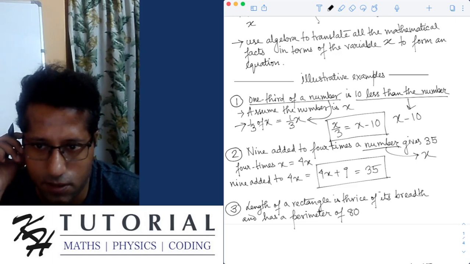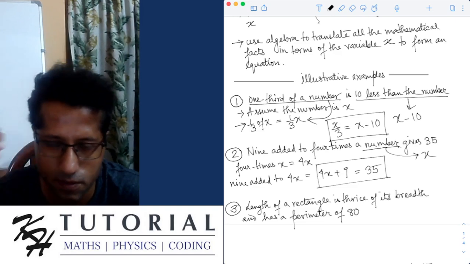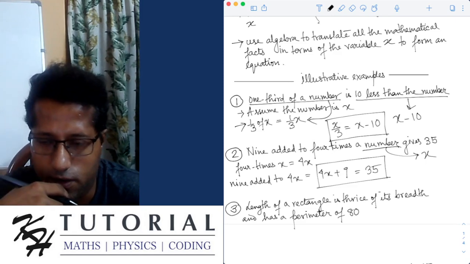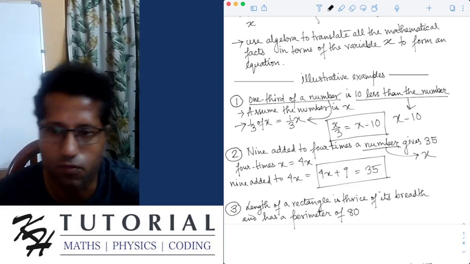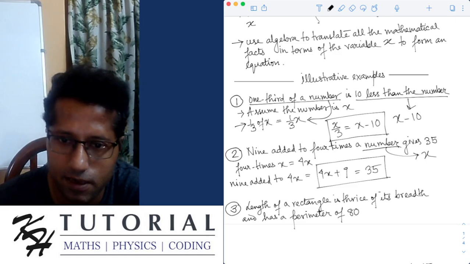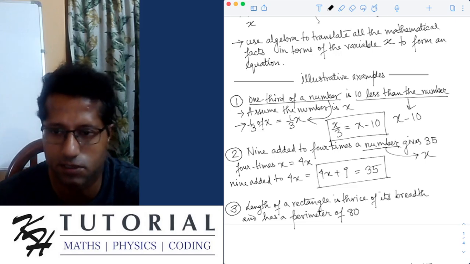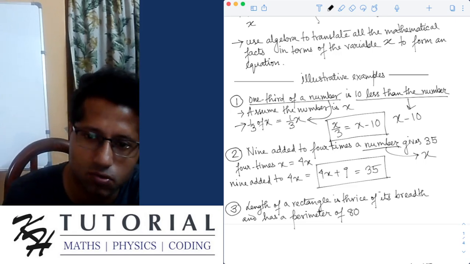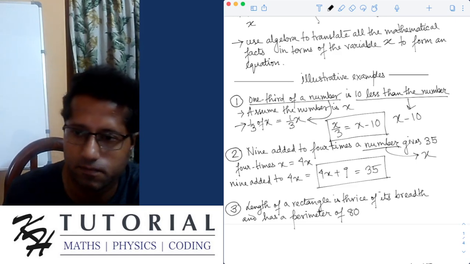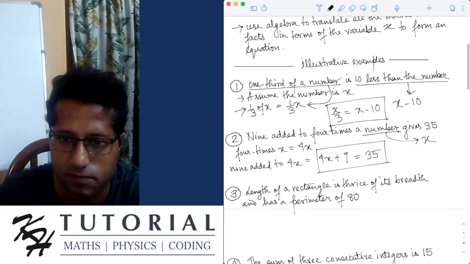So it is essential that you understand the word statement, like 9 added to 4 times a number. 4 times a number means, if the number we have assumed is x, then it is 4x. 9 added to 4 times a number means 4x plus 9. And finally it is saying that 9 added to 4 times a number gives 35. Gives means the result of adding 9 to 4 times the number. So that is 4x plus 9 equals 35. So this is the linear equation.